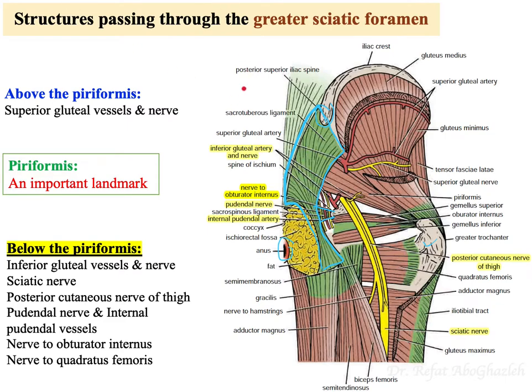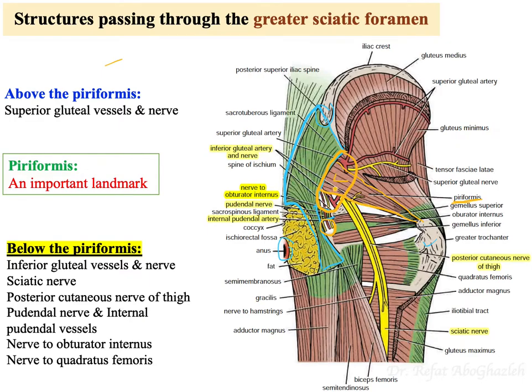Okay, now where is the greater sciatic foramen? Yes, this is the greater sciatic foramen, and this is the lesser sciatic foramen. What are the structures passing through the greater sciatic foramen? Well, they can be divided by an important muscle that also passes through there, which is the piriformis. You see the piriformis muscle? This is the piriformis muscle, and we'll talk more about it.